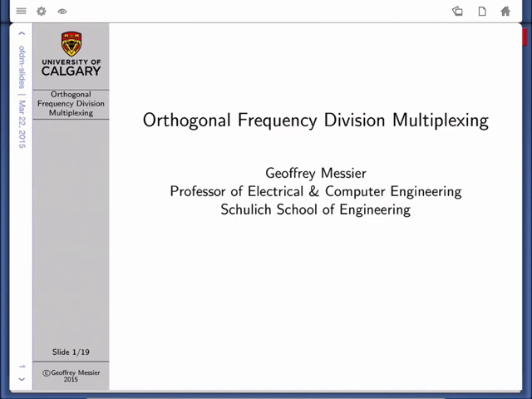So OFDM has emerged basically as a much less complex way to deal with intersymbol interference caused by dispersion. And it's been so successful that it's now, I think safe to say, used in the majority of digital communication systems, both wired and wireless, currently being used today.